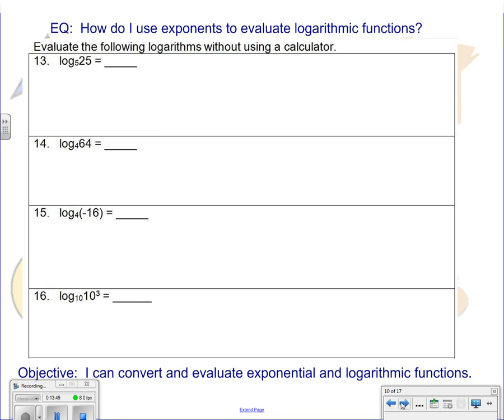Log base 5 of 25, you might be thinking, I have no clue. But when I evaluate, what I'm doing is I'm actually solving. So I know this has to equal some number, I just don't know what that number is. And in the past, what we have used is the variable x to represent our unknown. So the first thing we're going to do is always to rewrite and use x for the blank.